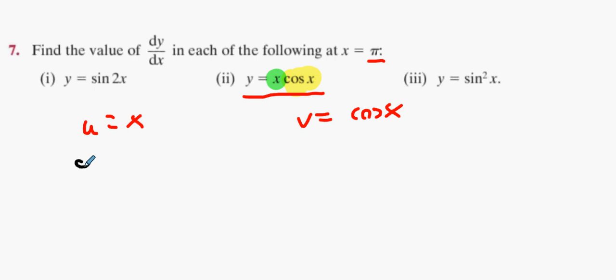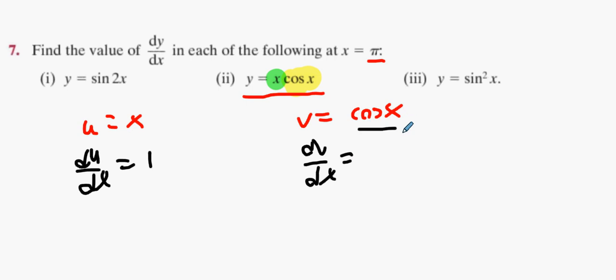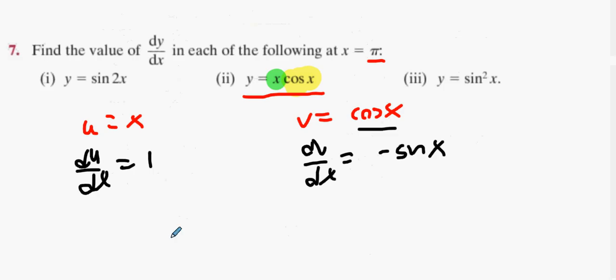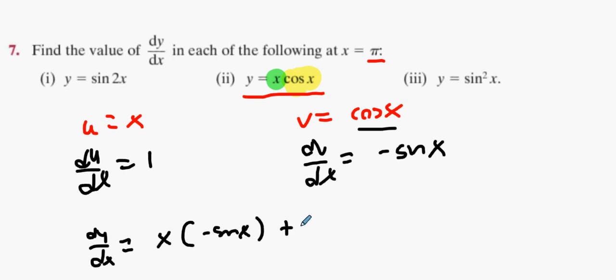Now, the u dx is 1. The v dx, differentiate cos x, and we get... Now, what's the product rule? It's nicely on your tables here, isn't it? U times the v dx plus v times the u dx. So u times the v dx plus v times, which is cos x, times the u dx.